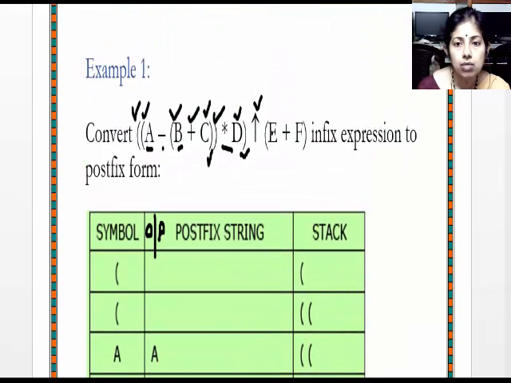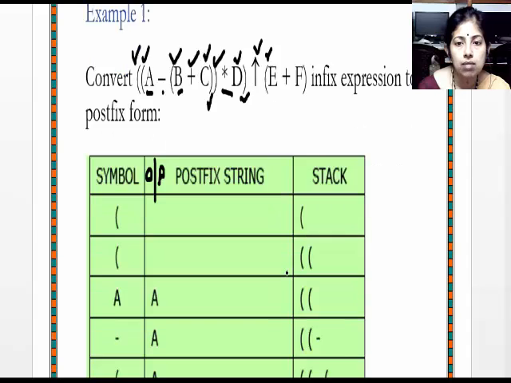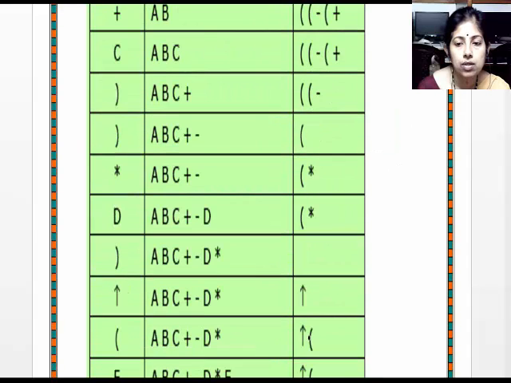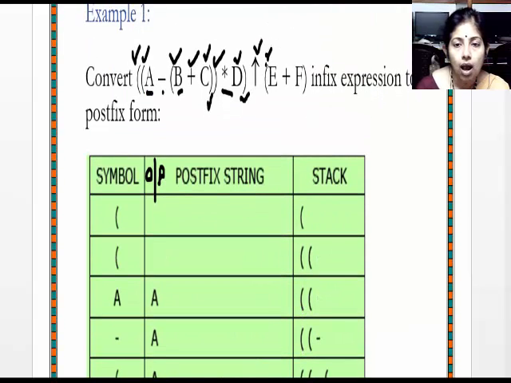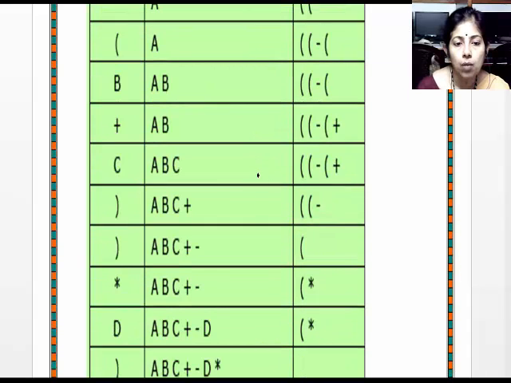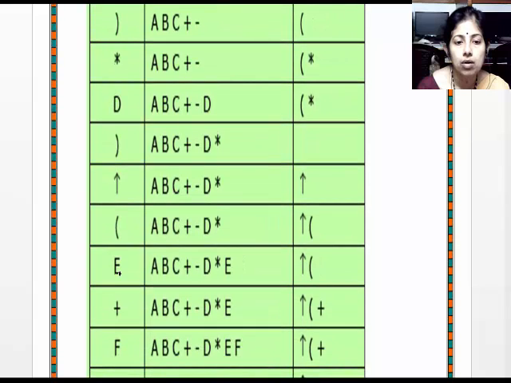And then the next symbol is an opening bracket. Because it is a left parenthesis, just push it onto the top of the stack like this. And then the next one is an operand E. Because the scan symbol is an operand, simply write it down in the postfix expression.